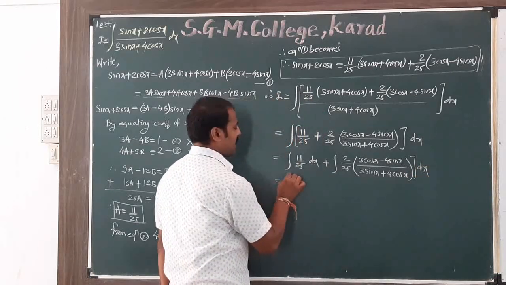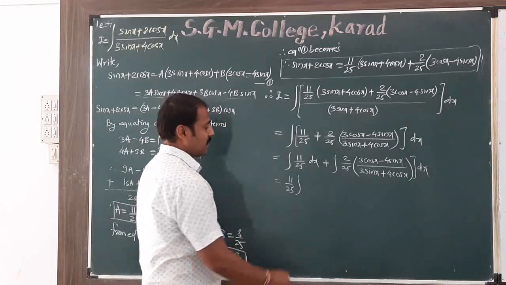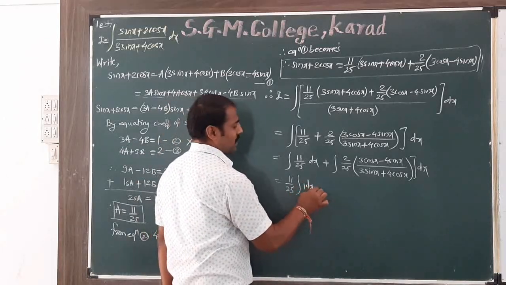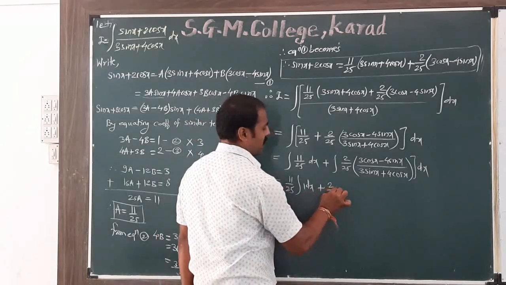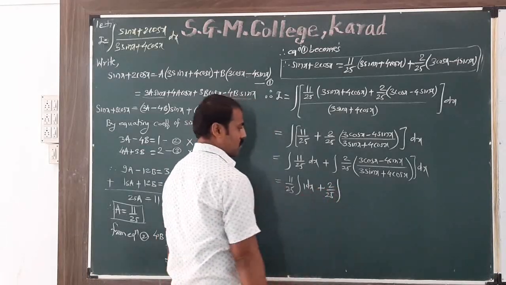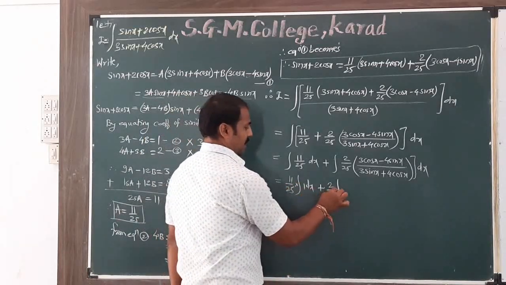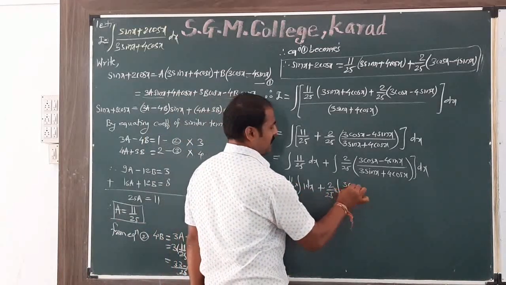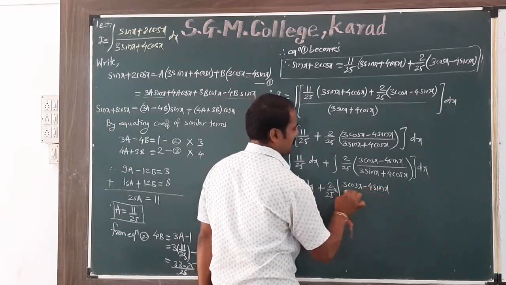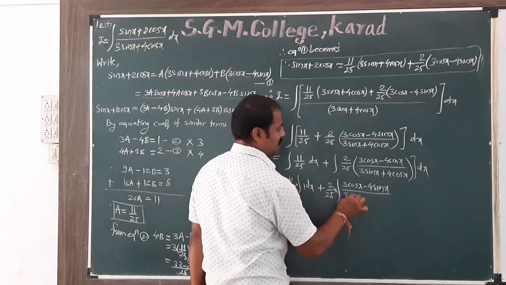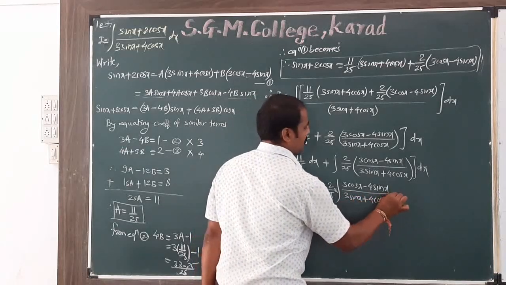Okay, here 11 upon 25 is a constant. Take it outside the integration. Here is integration of 1. Plus 2 divided by 25 is constant. Take it outside the integration. And inside the integration the terms are (3 cos x minus 4 sin x) divided by (3 sin x plus 4 cos x) dx.